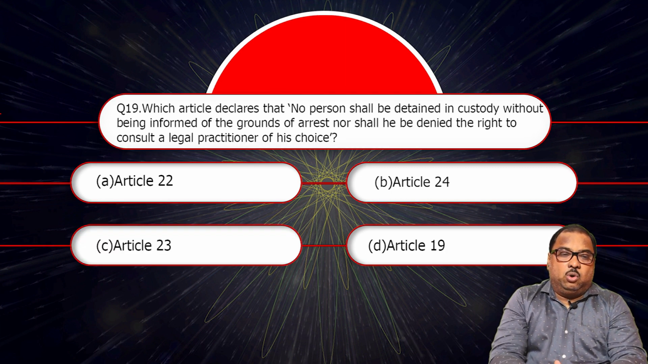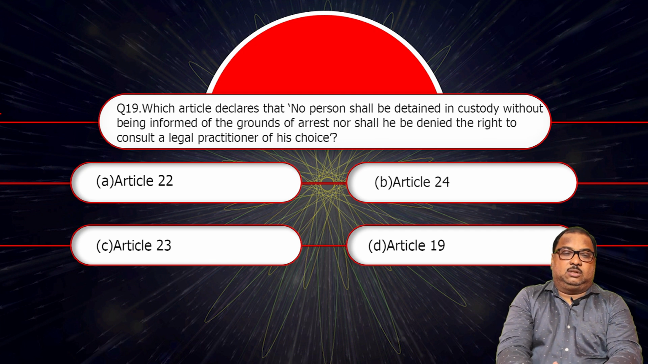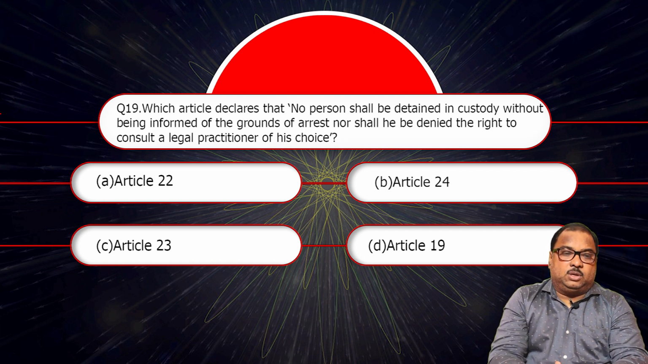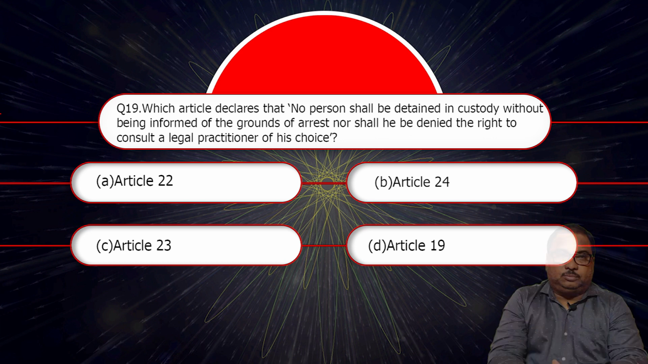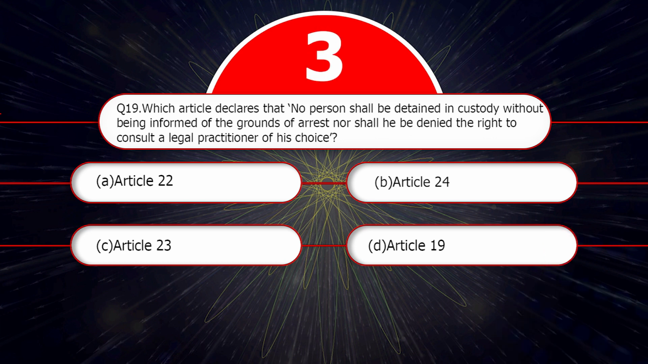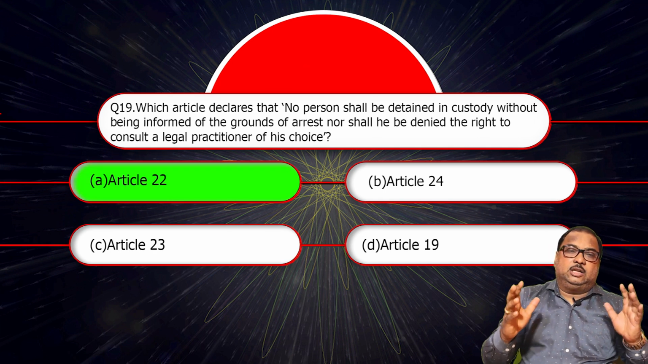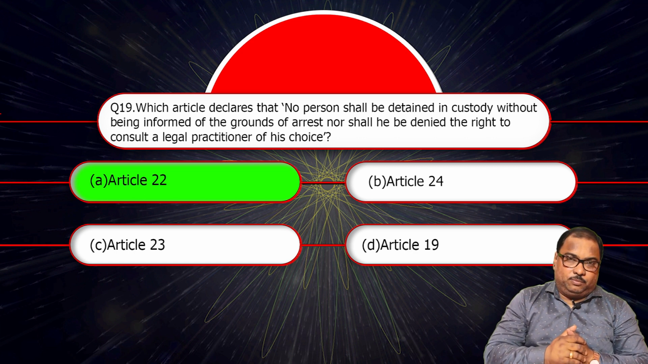Next question. Which article declares that no person shall be detained in custody without being informed of the grounds of arrest, nor shall he be denied the right to consult a legal practitioner of his choice? Your options are option A, Article 22, option B, Article 24, option C, Article 23, option D, Article 19. Your time starts now. And the correct answer is option A, Article 22.